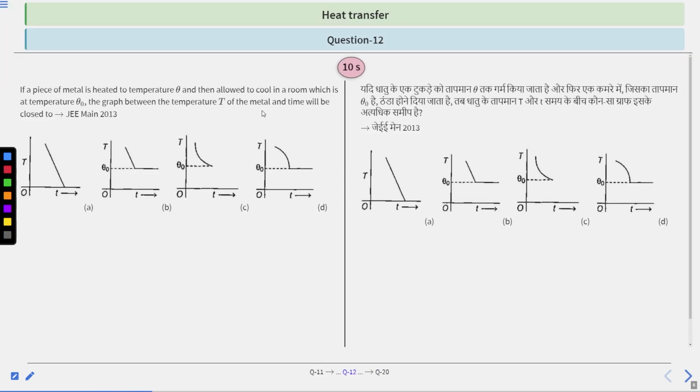Question 12. If a piece of metal is heated to temperature theta and then allowed to cool in a room which is at temperature theta naught, the graph between temperature T of the metal and time t will be closest to what? So there is a graph between T and t, where t is the time. Which one is the correct graph, A, B, C or D? You have 10 seconds to solve this question. After 10 seconds, we will provide the solution.